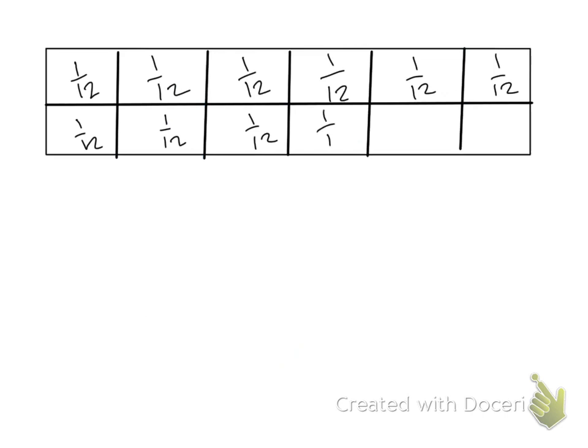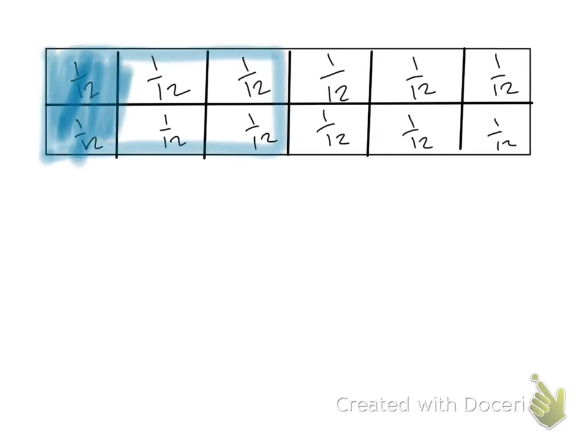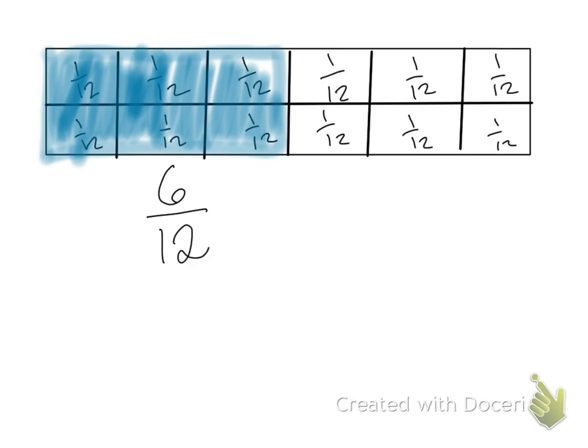On this one, where we have all the 12ths, let's say that I have 6 pieces colored in. Okay, so if I color in 6 pieces, that means that I have 6/12 colored in because 6 pieces are colored and there are 12 pieces total. Okay, and that's how we compare how much of the pieces are colored or shaded.